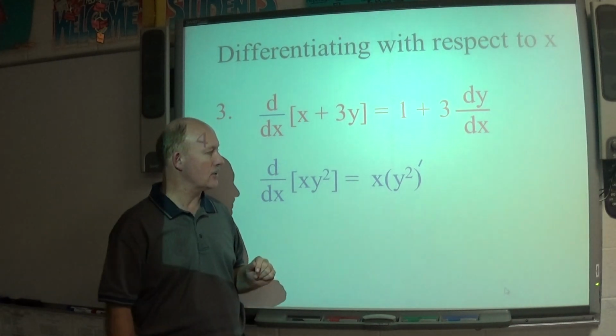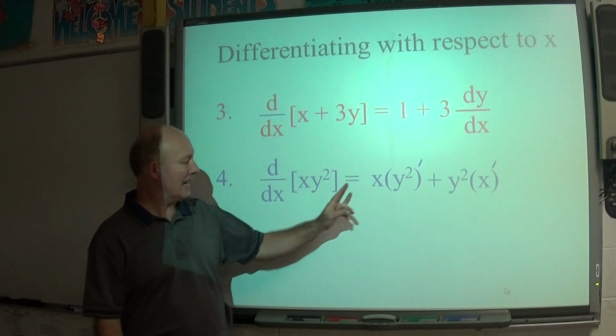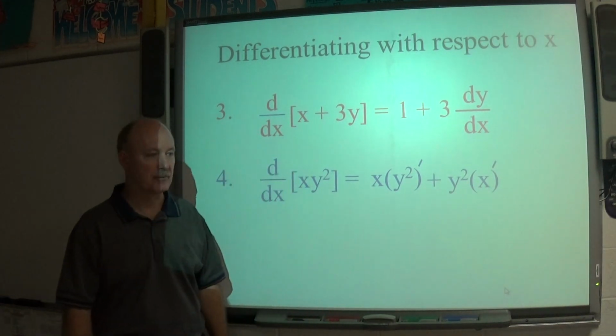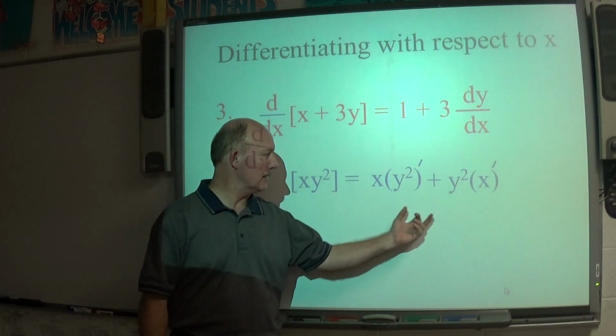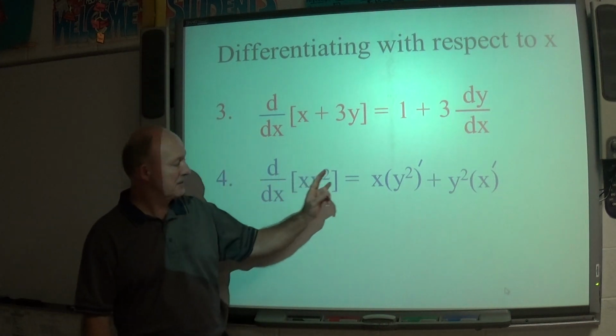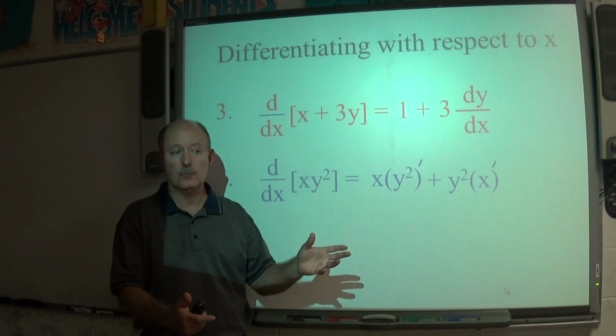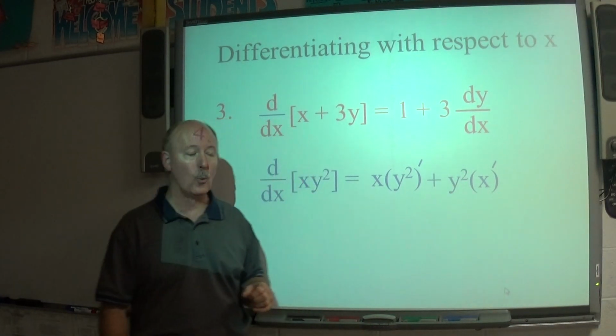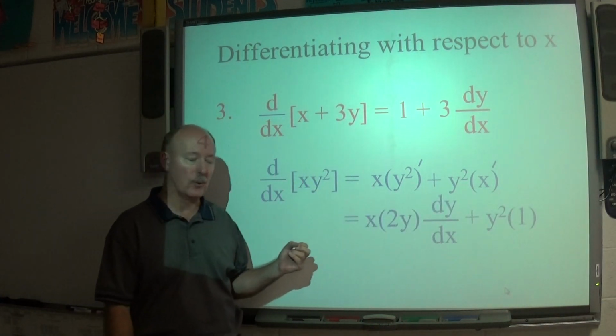So the rest of the expression will look like this: x times the derivative of y squared plus y squared times the derivative of x. So we set this up using the product rule. Now taking the derivative of y squared would be 2y times dy over dx, and the derivative of x is 1. So as you take your derivative, this is what it looks like.